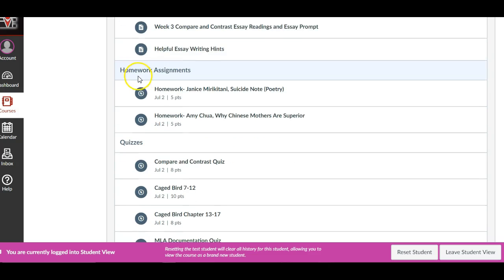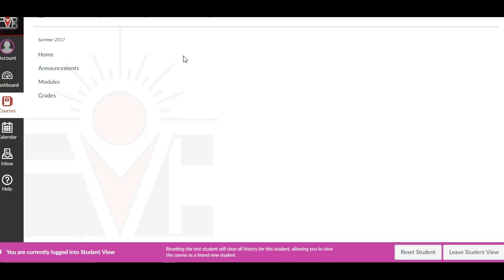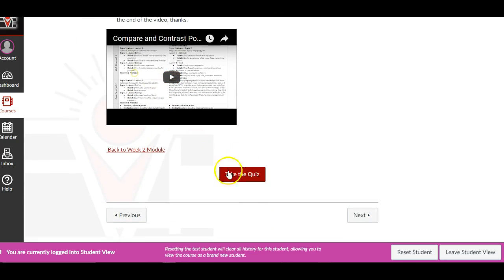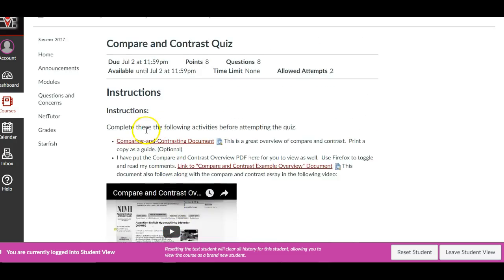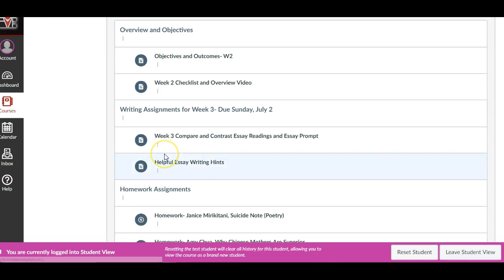It's here. There are 2 reading assignments for this week. 2 homework assignments, I should say. They're both readings. And let's keep going. Quizzes. You can see there are 5, and of course you know within each page there are instructions what you should do before you take the quiz. Also, let me go back to module 2.